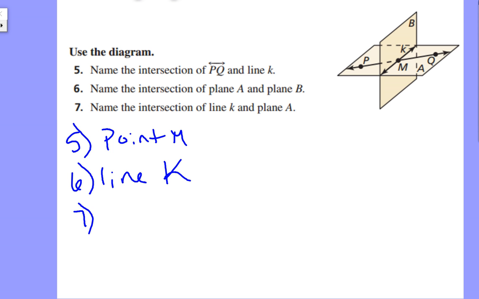And then for number 7, it wants to know the intersection of line K and plane A. Well, what we're seeing here is that all of the points on line K are on plane A. So technically, it's the intersection of line K. I would also accept the notion of all of the points on line K.